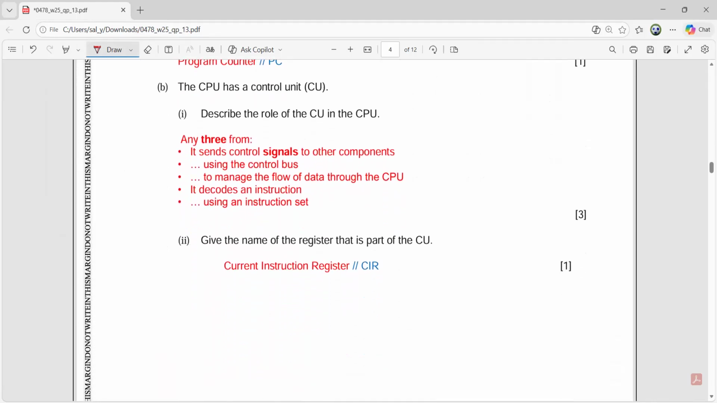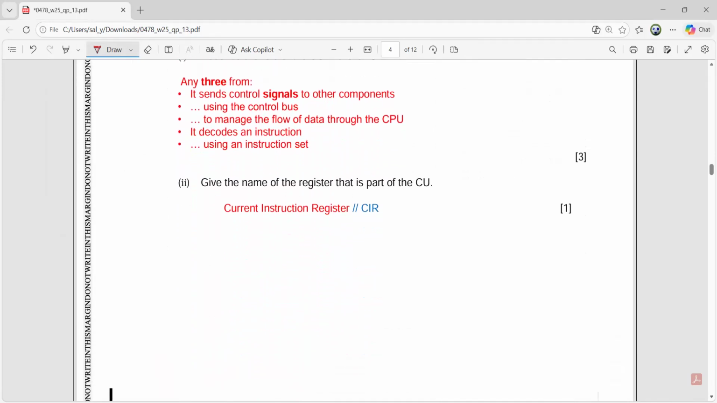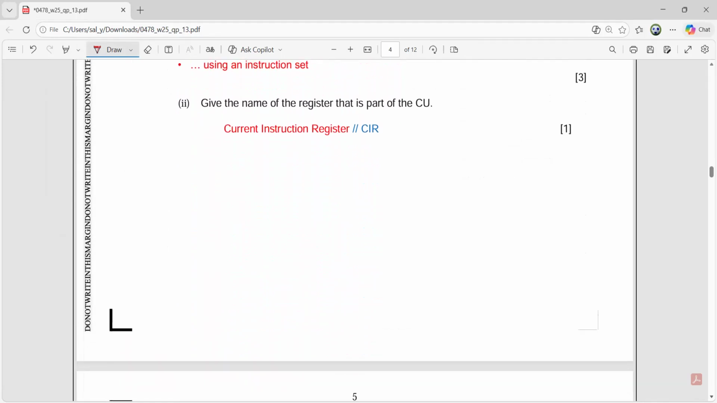Give the name of the register that is part of the CU. Now, which register is a part of the CU? That is CIR or current instruction register. So if you know it, well and good. If you don't know, just write the short form and you will be able to gain 1 out of 1. You remember current instruction register? Very good. You don't remember current instruction register, so you simply remember CIR, write it, and you are eligible for 1 mark.